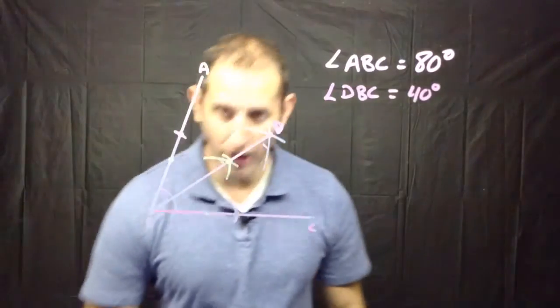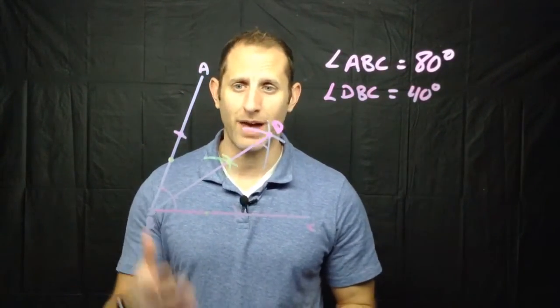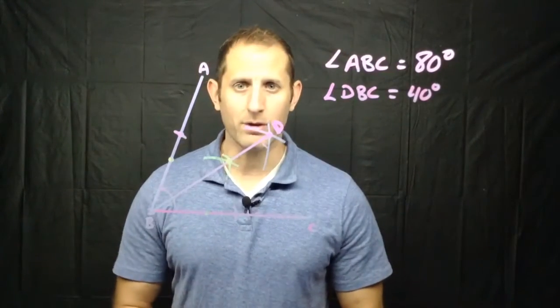If you have any questions, by all means, leave a comment, or if you need to rewatch the video, go back and rewatch it. But that is step-by-step instructions on how to bisect angles using a simple math set and a compass without using a protractor.